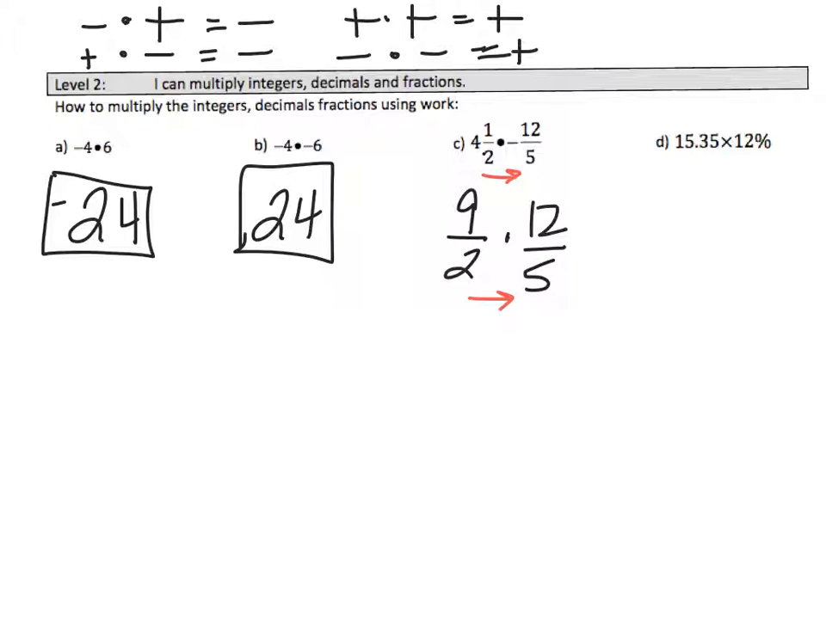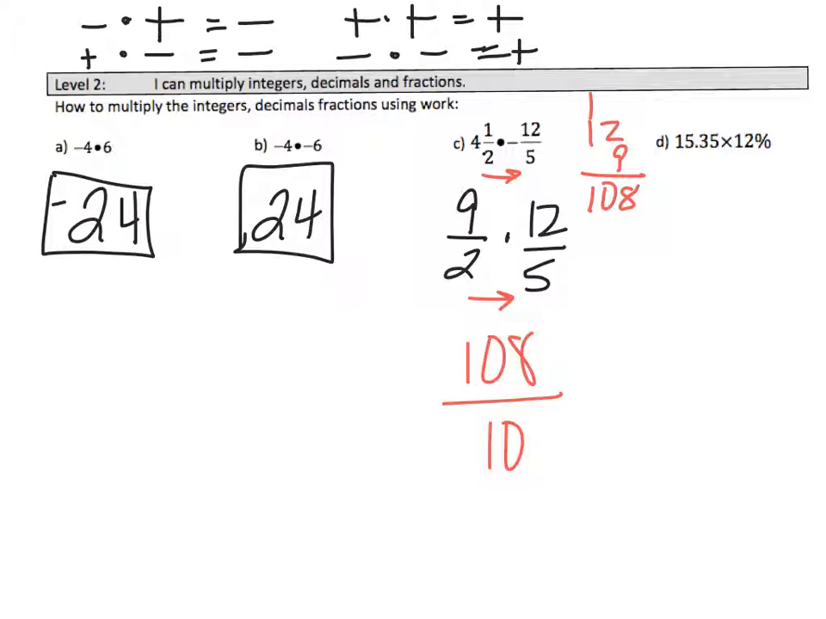9 times 12, let's see. Again, if you need to write this off to the side, you can. 9 times 2 is 18. Carry the 1. 9 times 1 is 9. So it's 108 because we added the 1 to the 9. So I got 108. And then 2 times 5 is 10. And then just see if you can simplify this.